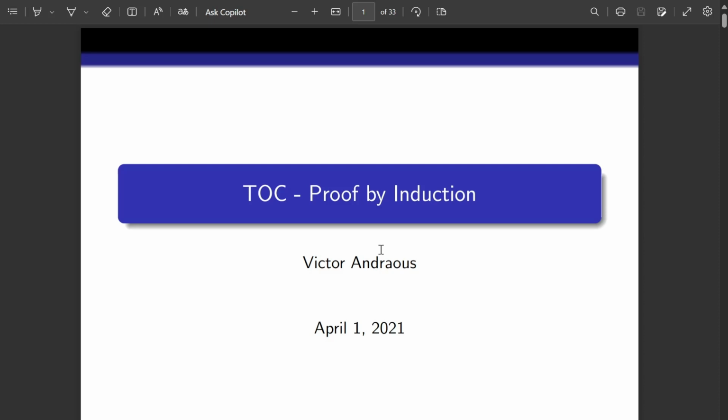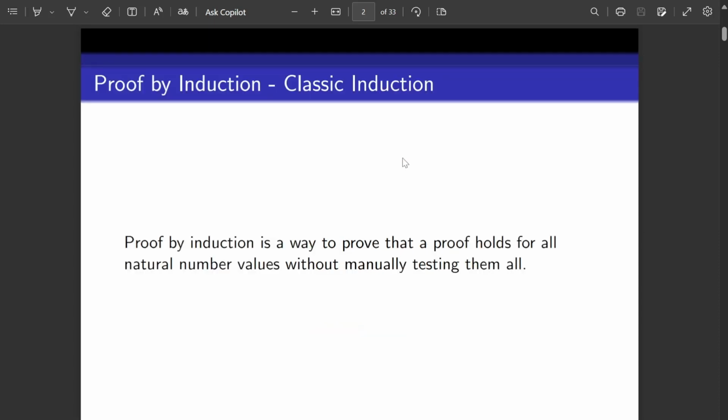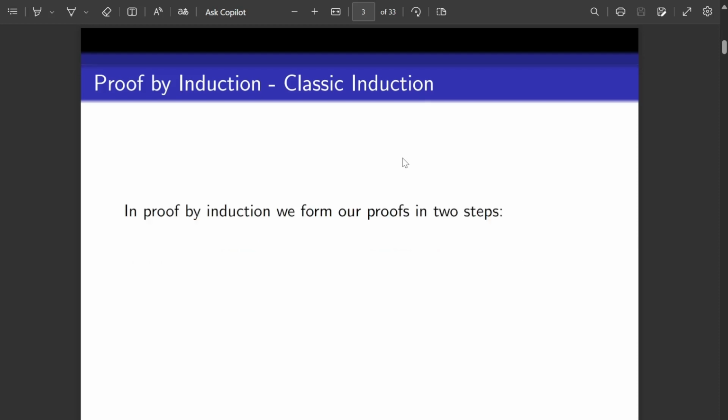So, proof by induction. Today we'll cover classic proof by induction and course of values, or strong induction, as some people call it. First of all, what is proof by induction? Proof by induction is a way of formalizing a proof so that it holds for all values without having to manually test them, because that would take forever.